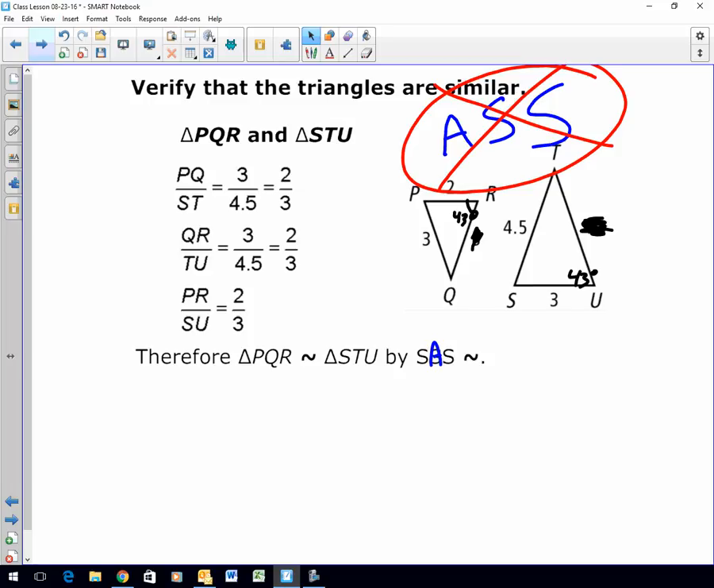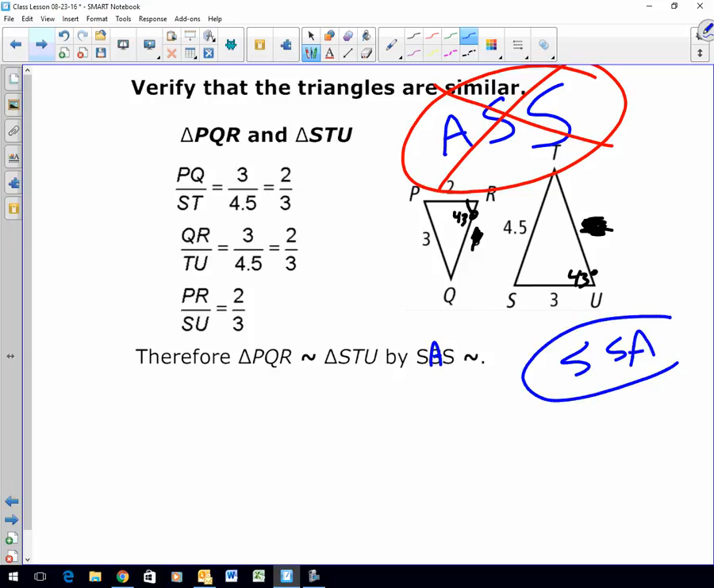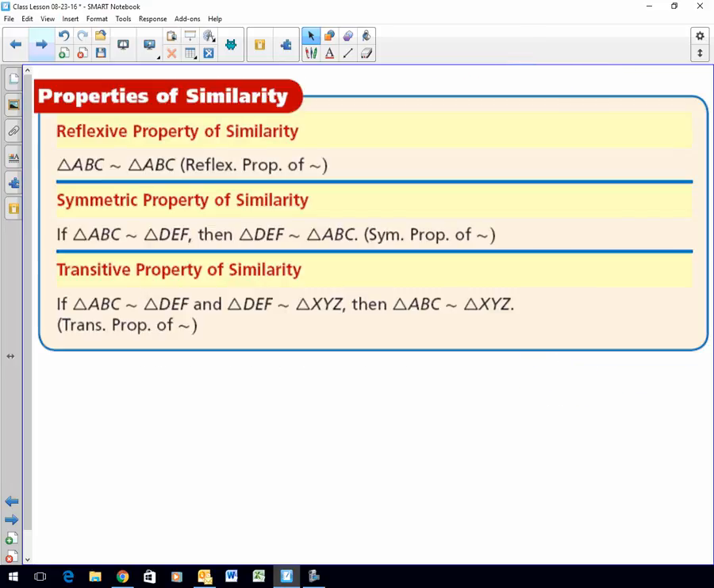The reverse is true as well. Side, angle, no man. Side, angle, side. Don't be an angle, side. You choose what to do with it. Don't bring it in here.